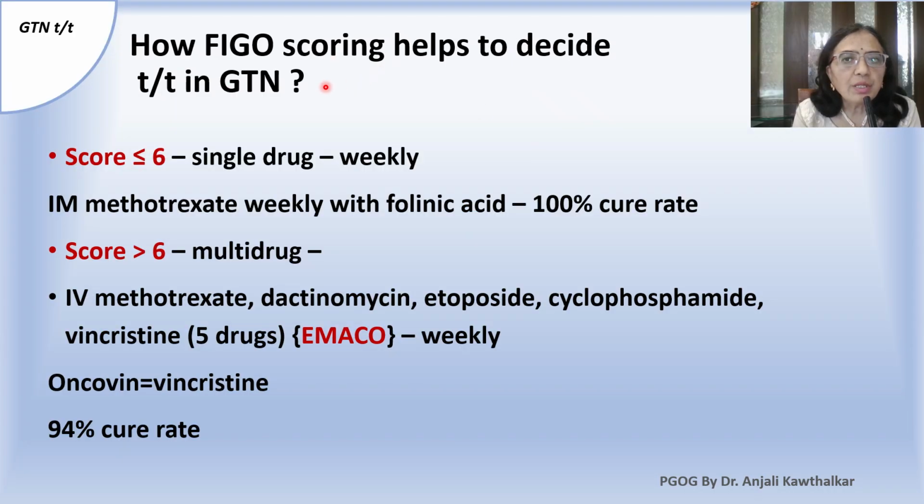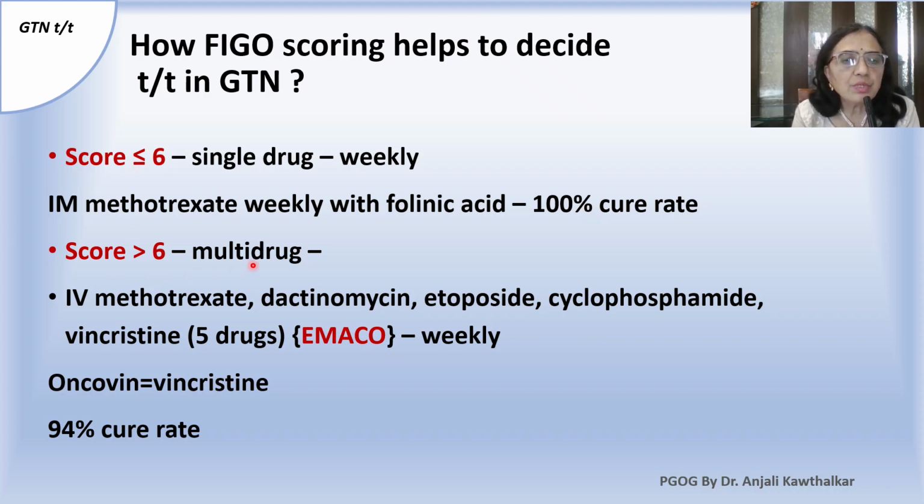Now, how FIGO scoring helps to decide the treatment: score less than or equal to 6. You start single drug chemotherapy on a weekly basis with intramuscular methotrexate alternating with folinic acid, and there is usually a 100% cure rate. This is a malignancy where confidently you can say that there is 100% cure rate if score is less than or equal to 6.